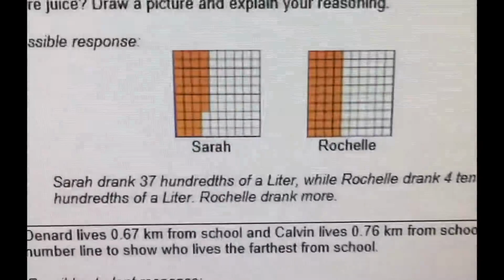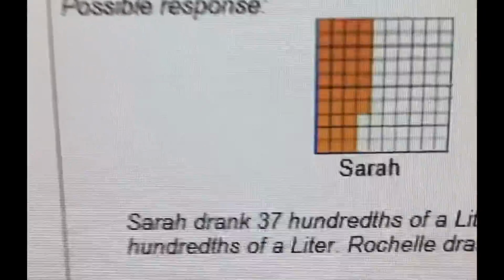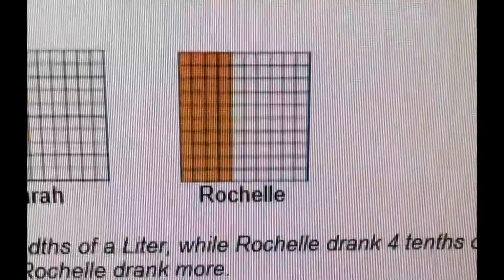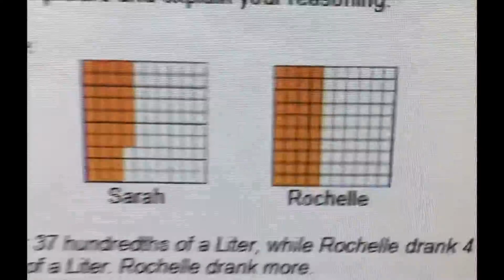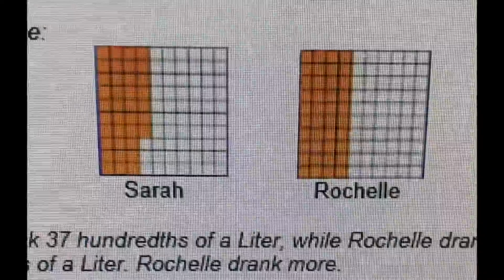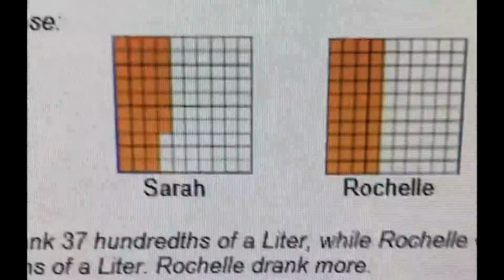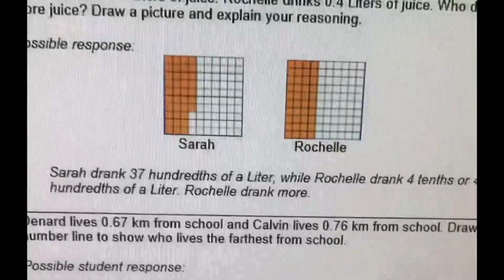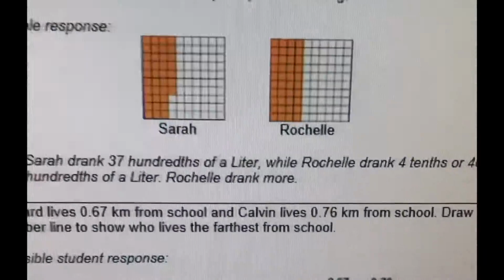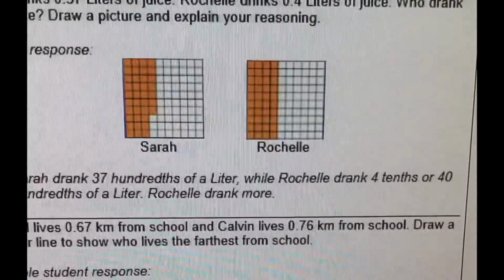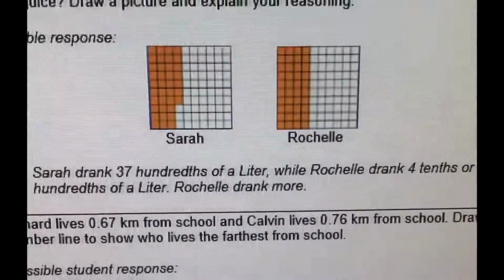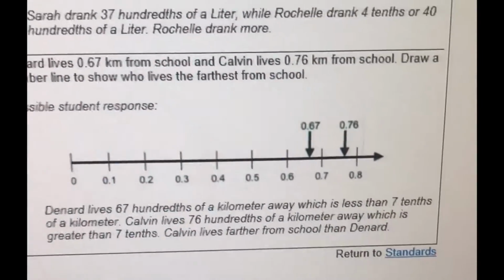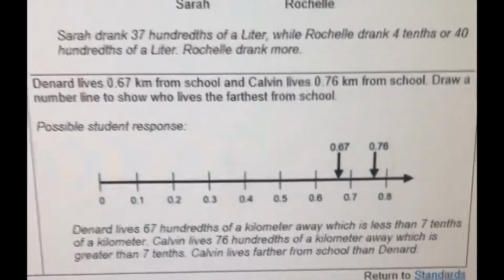Possible response: Sarah, 37 units are filled in. Rochelle, 40 units are filled in. Looking at what is filled in the picture, who actually drank the most? Rochelle. Sarah drank 37 hundredths of a liter, while Rochelle drank 4/10 or 40 hundredths of a liter. Rochelle drank more. Dinar lives 67 kilometers from school, and Calvin lives 76 kilometers from school.